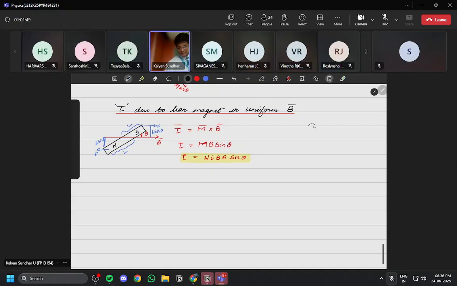Now what about the electric field? Do you remember? Torque is P cross E, exactly. So P cross E vector, where P I can write as Q into 2L, so torque is 2QL E sin theta. This is for the torque due to the electric field.